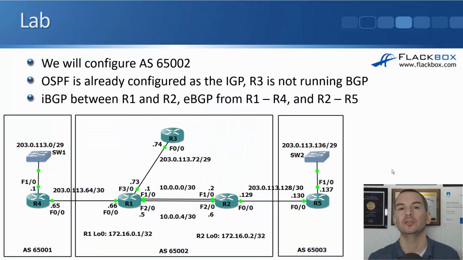In this lecture, you'll learn how to configure BGP in a service provider environment. We'll use an example scenario that we're going to walk through. You can see the topology here. We've got AS65001 on the left, AS65002 in the middle, and AS65003 on the right. In the scenario, we are the service provider with AS65002 in the middle. We already have our IGP configured.